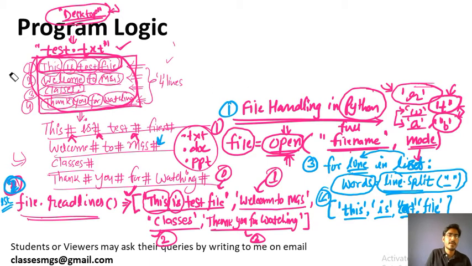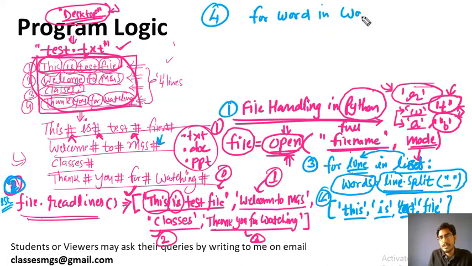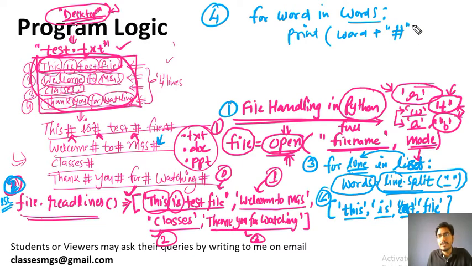Now what I need to do is iterate the words. So the fourth statement will be: for word in words, and this will always be inside this for loop. So we will iterate the words, and then we are printing the word with a hash at the end of each word. So this is how this logic will work.